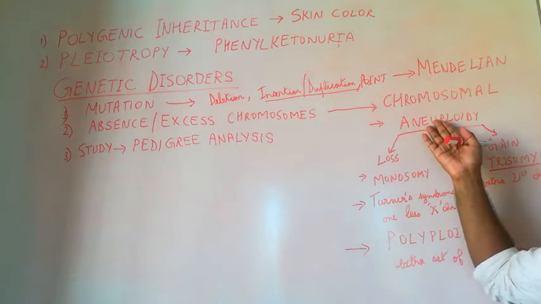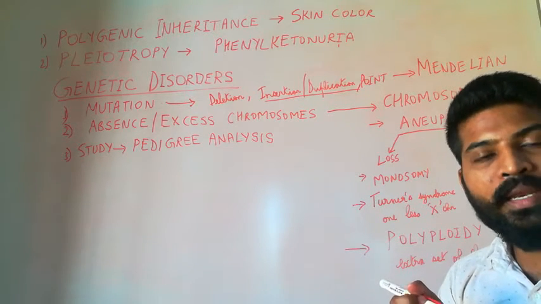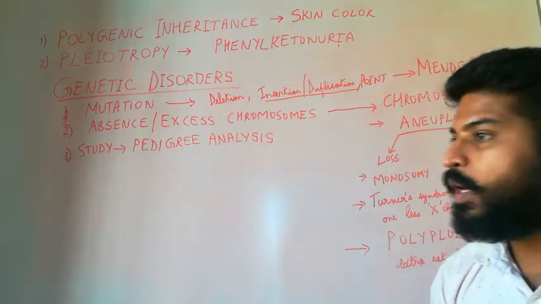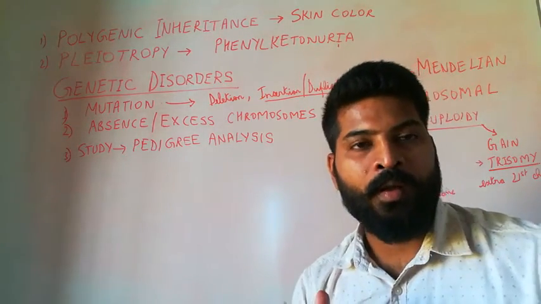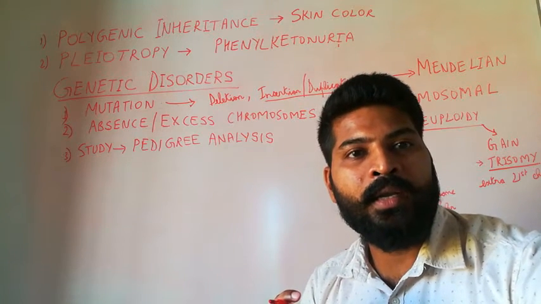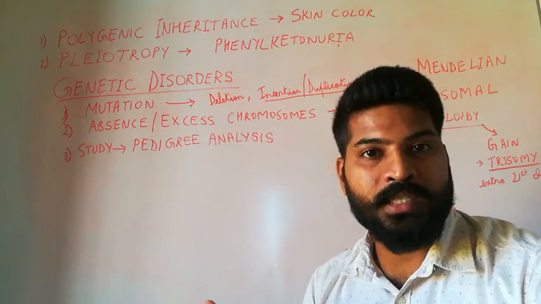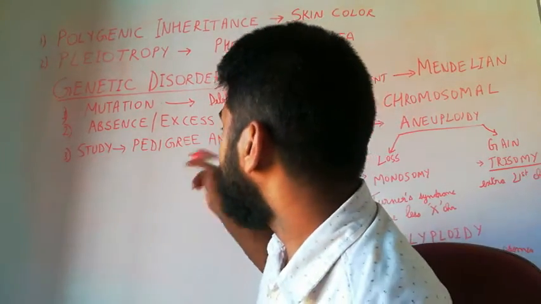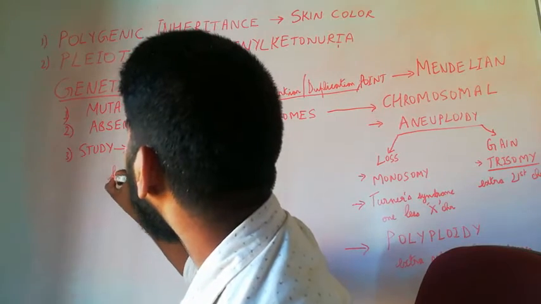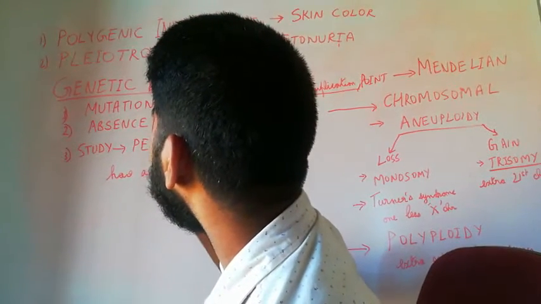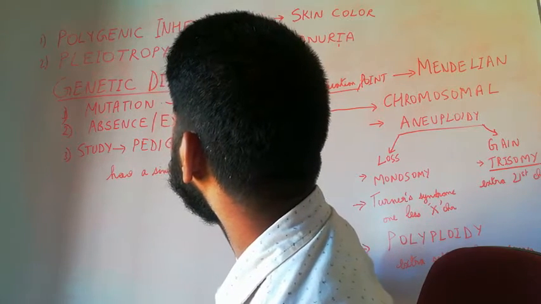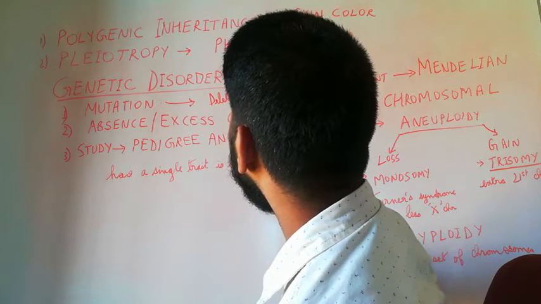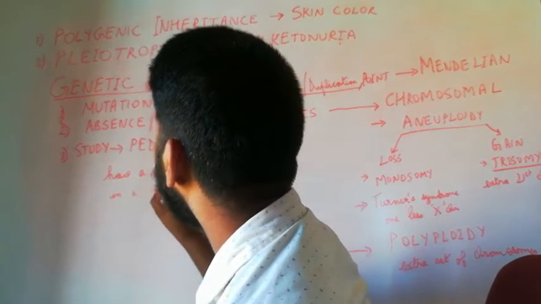Now we know that when an individual inherits such altered or changed genes or chromosomes, they will show the phenotype. So how do we know how a particular trait is expressed in different generations? We can study it using pedigree analysis. It is a tool which will help us to study how a specific trait, a single trait, is inherited in many generations of the same family.